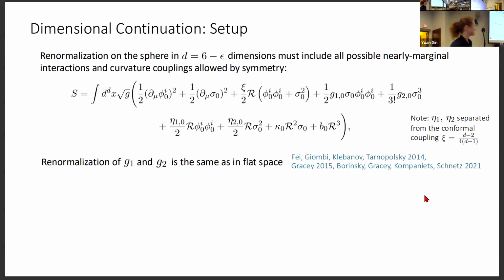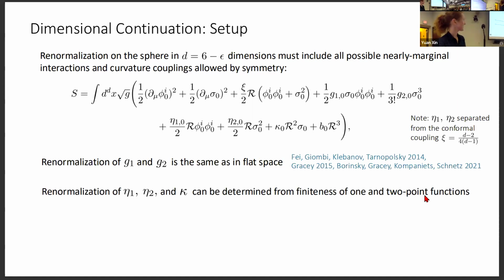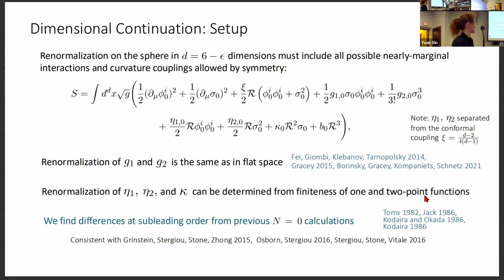So the renormalization of G1 and G2 is the same as in flat space. And it was computed at 3, 4, and 5 loops in these papers. And the renormalization of these etas and kappa can be determined from finiteness of the 1 and 2 point functions of sigma and phi. So we carefully computed that and found differences actually at subleading order from previous calculations that have been done in the n=0 case by these old papers in the 80s. But our results are consistent with some more recent papers that have been considering the curvature couplings.